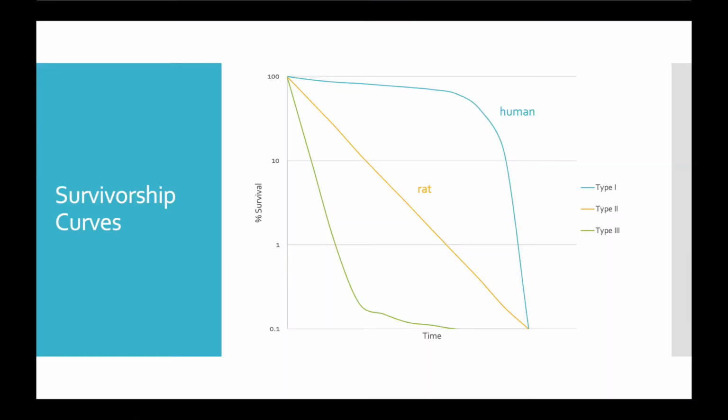Now, the type 3 survivorship curve has a very different shape than what we saw with a human type 1 survivorship curve. In this sort of curve, we see a drastic drop very early in the lifespan of the organism. In other words, the young don't do well. They tend to die off very, very quickly. But if you make it to a certain age, then you have a relatively good chance of survival.